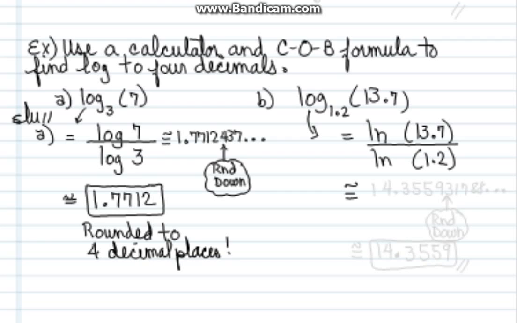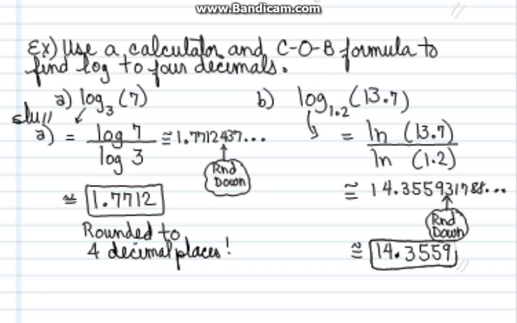Now I run it through my calculator, and I get 14.355931788, etc. And because I have to round to 4 decimal places, I go out 5 decimal places and put an arrow under the 5th digit after the decimal point. It's a 3. So again, I'm going to round down, just remove the 31788 at the end, and just leave the 4 digits after the decimal point. So we have 14.3559, and we're finished.